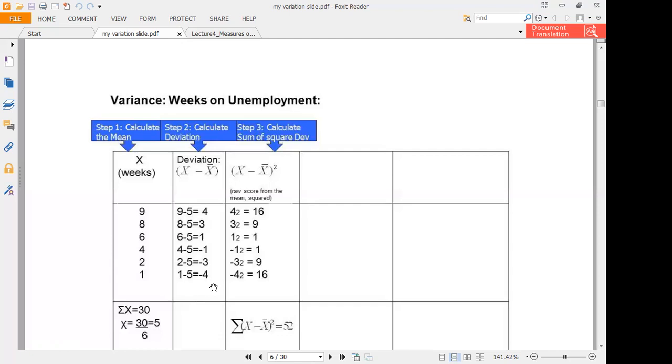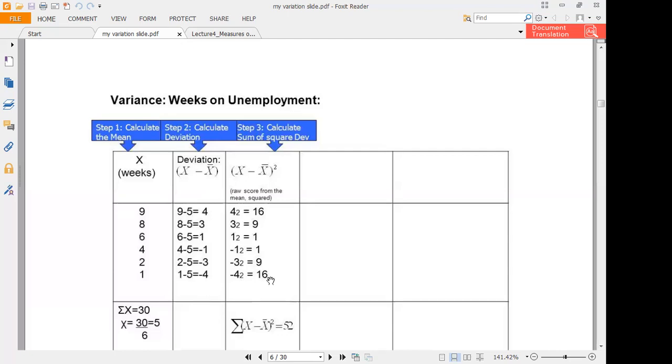And that is the reason why we always need to do something called square. So everything here we need to square. So 4 square here, sorry, this is a mistake. I actually wanted to put all these in the form of power. So 4 square will give you 16, 3 square will give you 9, 1 square will give you 1. I continue like this until I get 16 here. So these are all the squares of deviation.